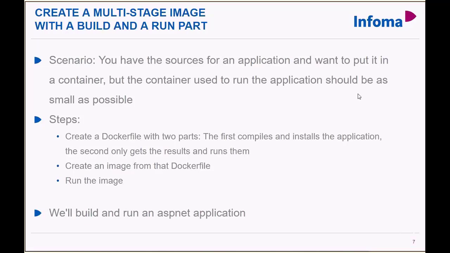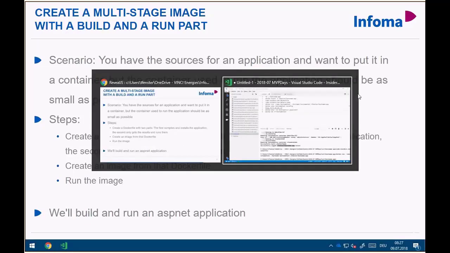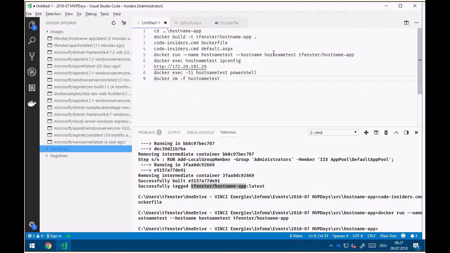That means that we have two parts in our Docker file. The first one does the compilation and the install, and the second one just gets the results of the compilation and install and runs them. So let's see how that works, and we're going to use an ASP.NET application again.